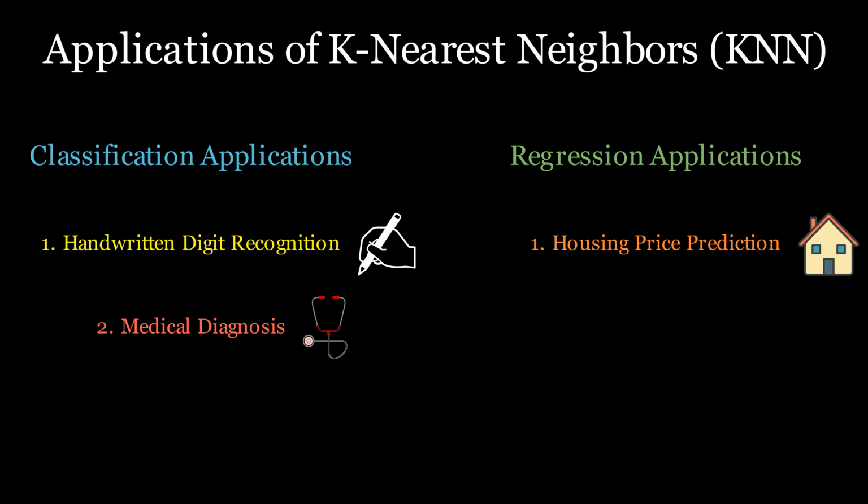KNN is also used in medical diagnosis, classifying diseases based on patient symptoms and historical data. For regression, KNN is widely used in predicting housing prices based on features like location, size, and number of rooms. Another application of KNN in regression is predicting stock prices based on historical trends and market data.